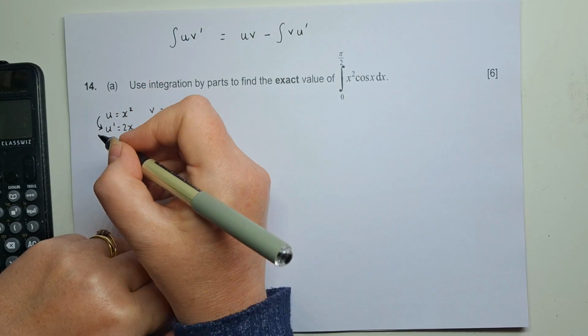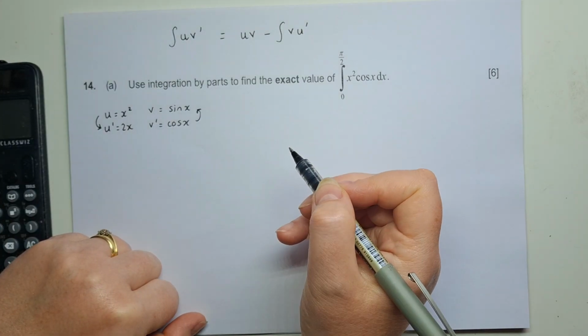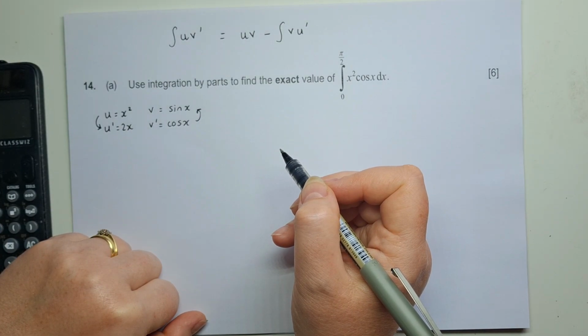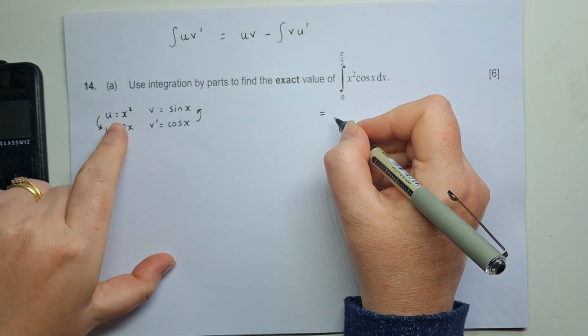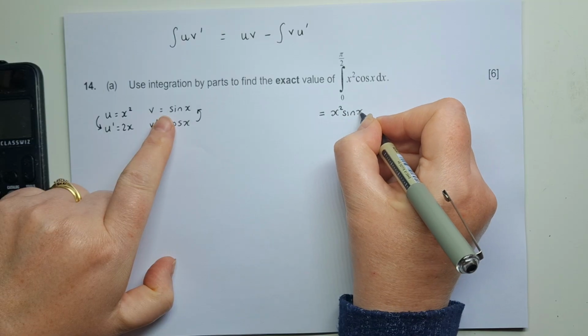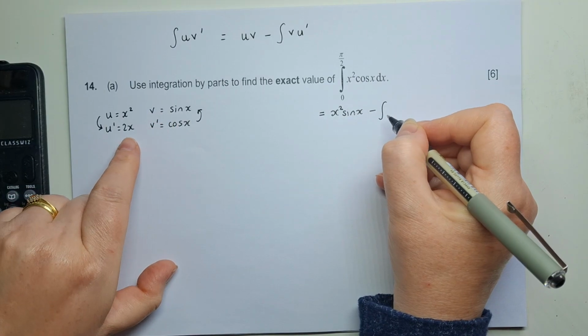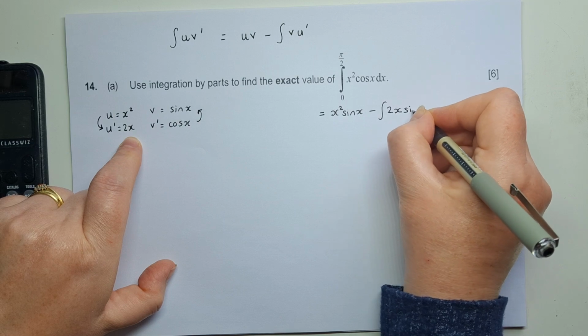Okay, so remember with this formula, the two things you're starting with are not u and v, they are u and v dash. So let's put this into the rule. So this is going to equal your u times your v, so x squared sine x, minus your integral of your u dash times your v, 2x sine x.